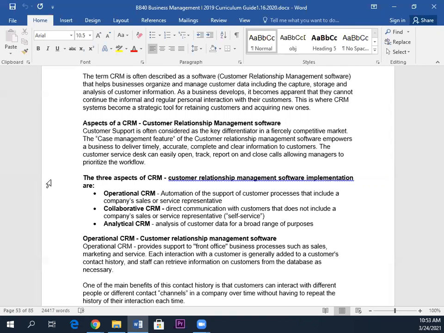Operational CRM, customer relationship management software, provides support to the front office business processes such as sales, marketing, and service. Each interaction with a customer is generally added to a customer's contact history, and staff can retrieve information on customers from a database as necessary.